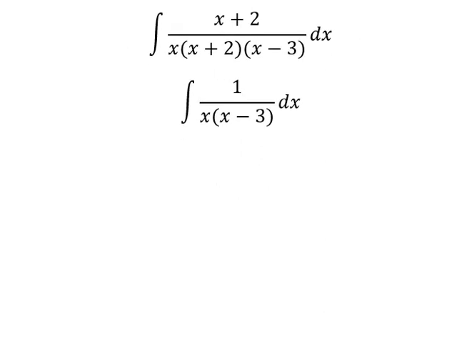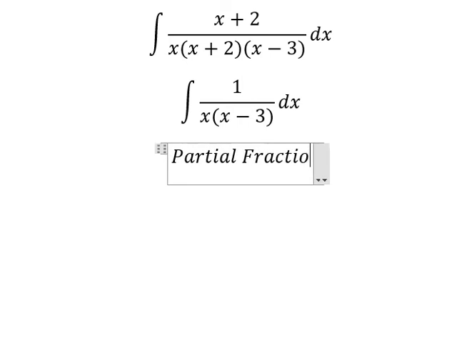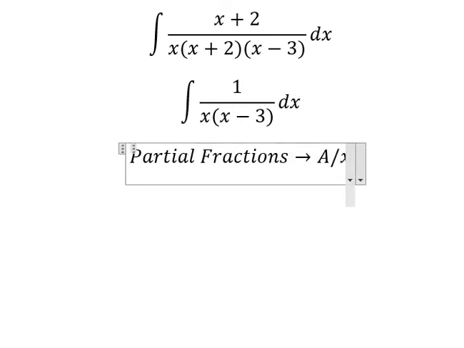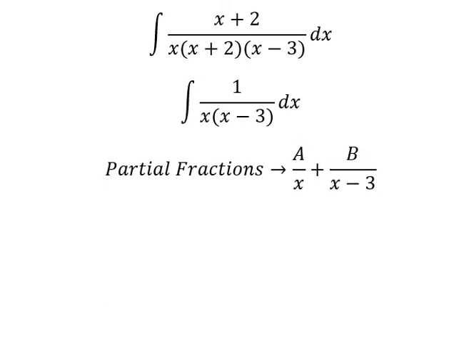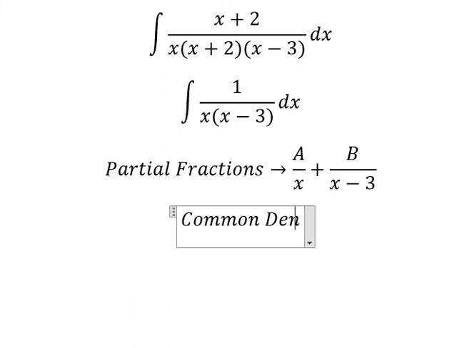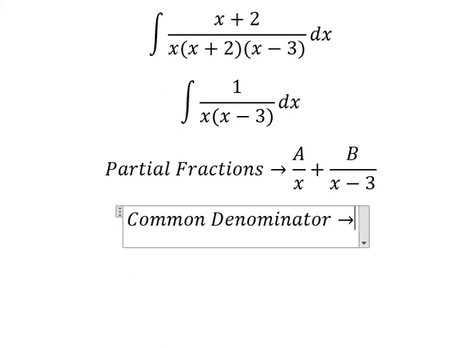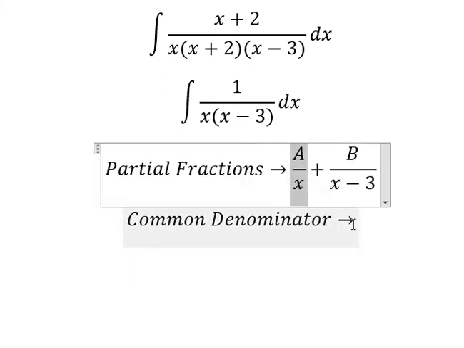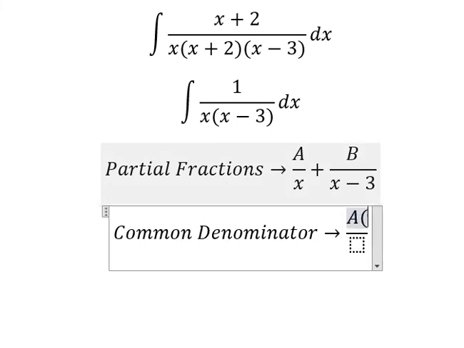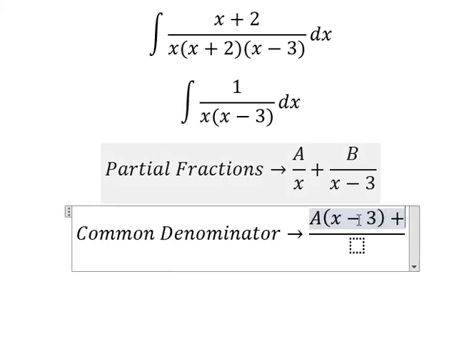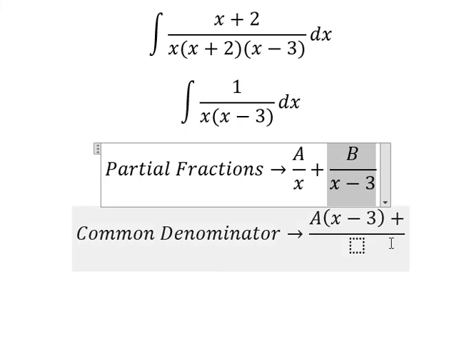Next, we can use partial fractions. So I will put a over s, b over s minus number 3. Later we do common denominator. About this one, it is missing s minus number 3. About this one, it is missing s.